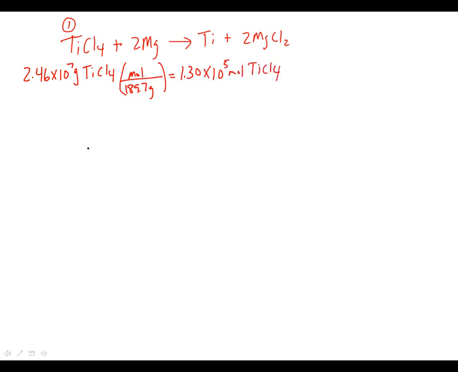We want to do the same thing here on the other one. So we were given 1.13 times 10 to the 7 grams of magnesium. Again, we want to divide by 24.31 grams per mole, which was also given to us. And if we do that, that gets us 4.65 times 10 to the 5 moles of magnesium. So again, these are our starting amounts of each of these.